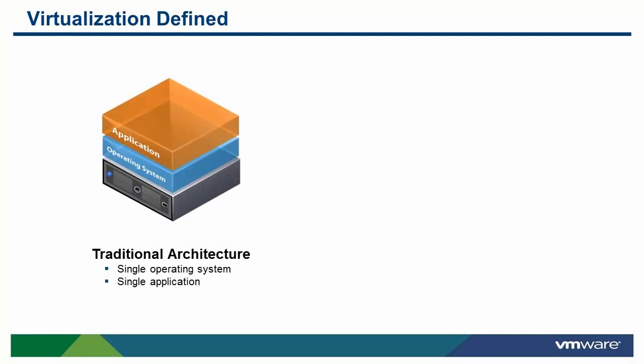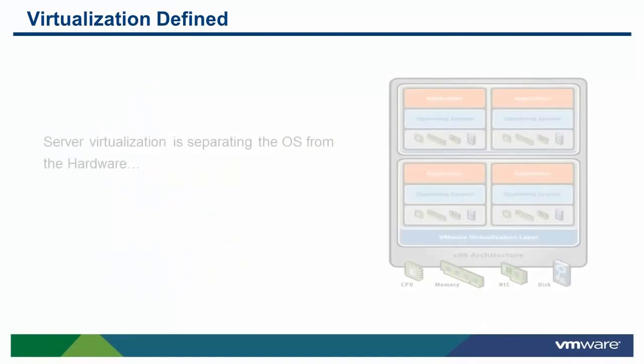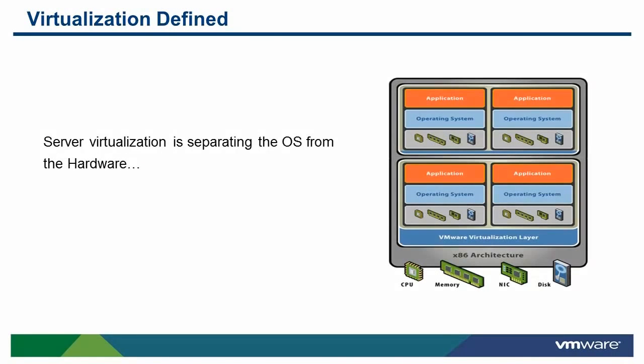Traditional server architecture consists of one operating system per physical server and one application per operating system. With VMware Virtualization, a hypervisor is installed on the physical server to allow for multiple, unique, and isolated virtual machines to run on the same physical server. Once we've separated the operating system from the hardware, we can utilize the hypervisor to present a complete virtual x86 platform to many virtual machines.